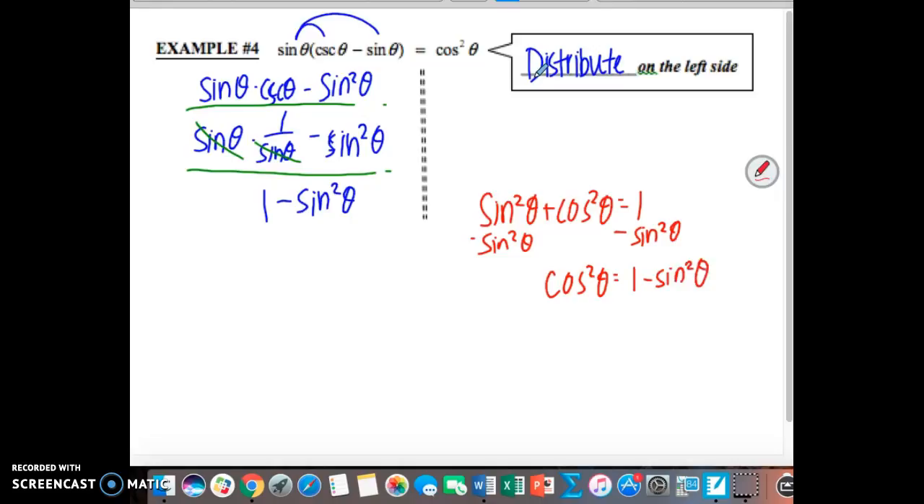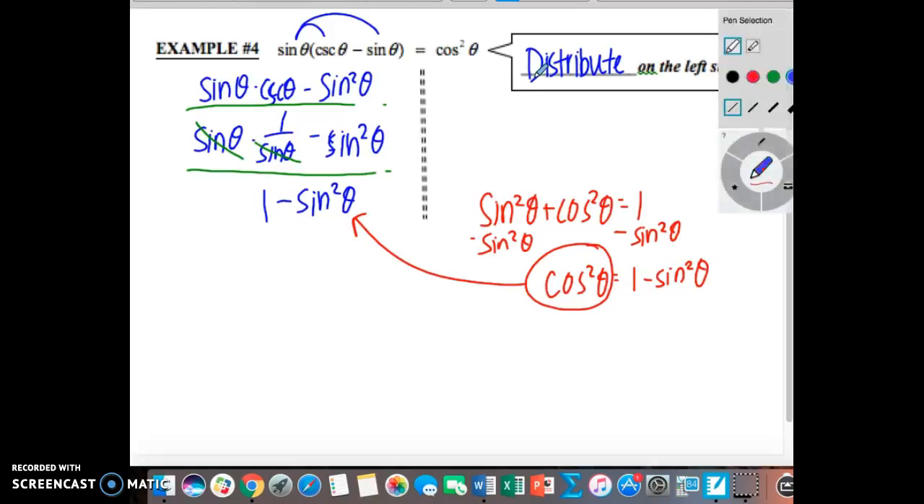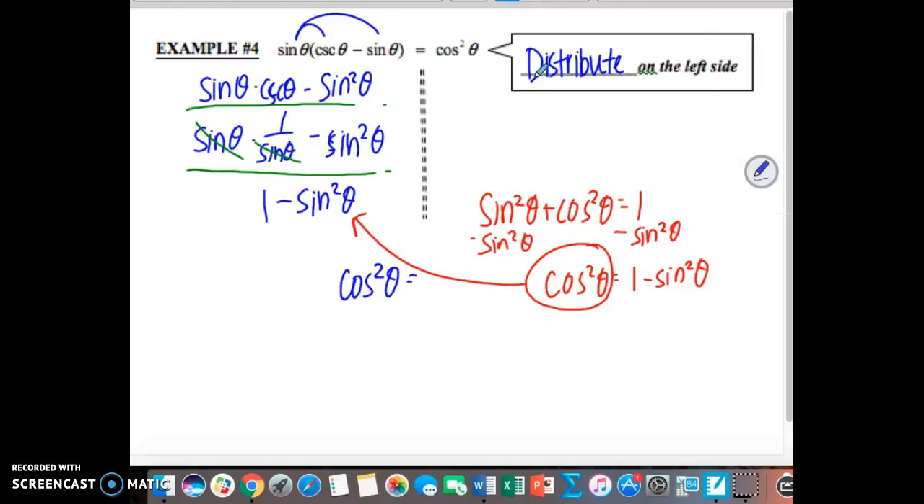So what we are going to do is substitute in cosine squared of theta for the 1 minus sine squared theta. When we do that, on the left-hand side, we are left with cosine squared of theta, which is what we were trying to accomplish on the right-hand side. So of course, cosine squared of theta equals cosine squared of theta, and we are finished with the problem.